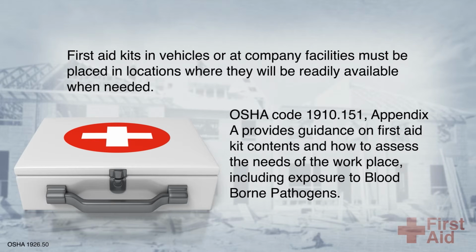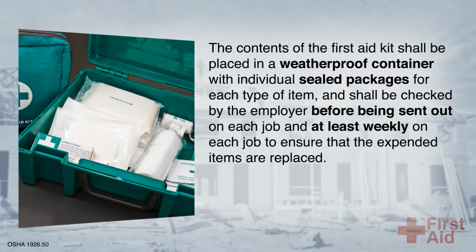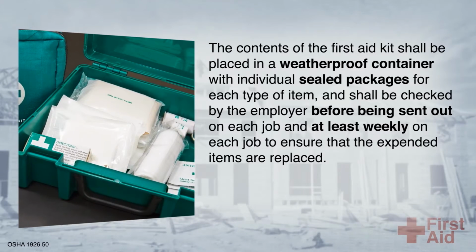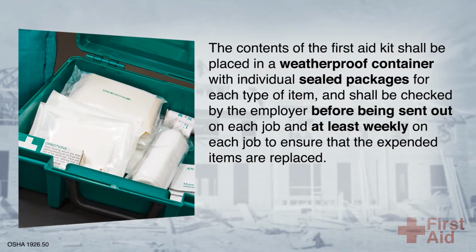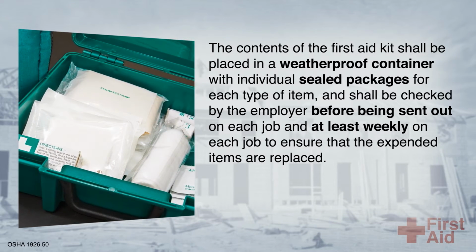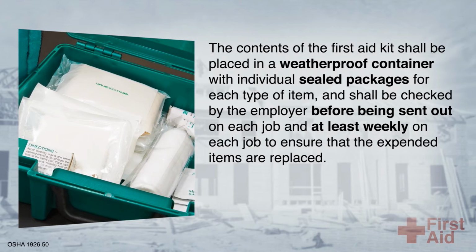1910.151 Appendix A provides guidance on the first aid kit contents and how to assess the needs of the workplace, including exposure to blood-borne pathogens. Additionally, the contents of the first aid kit shall be placed in a weatherproof container with individual sealed packages for each type of item, and shall be checked by the employer before being sent out on each job and at least weekly on each job to ensure that the expended items are replaced.